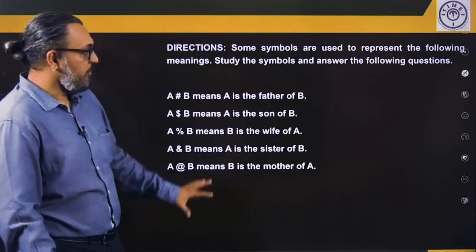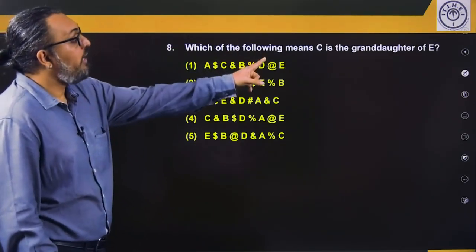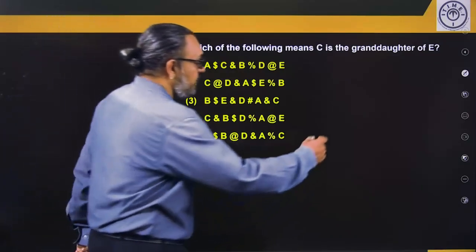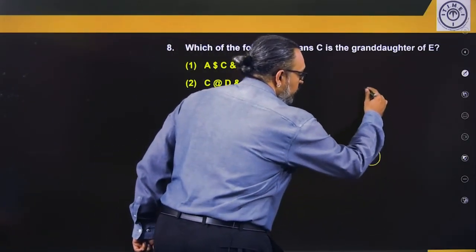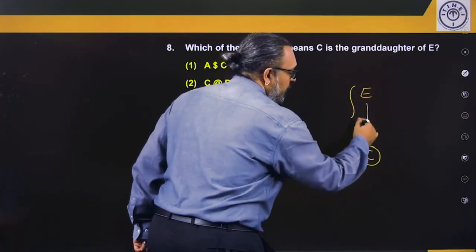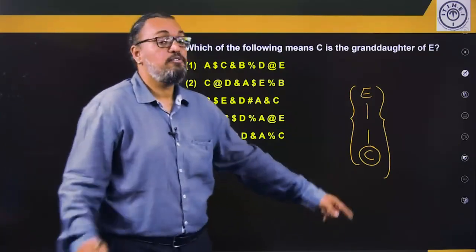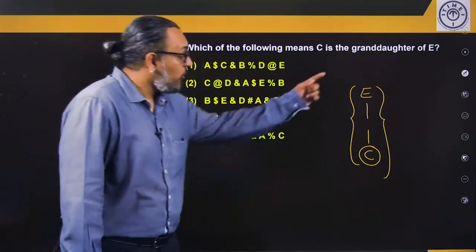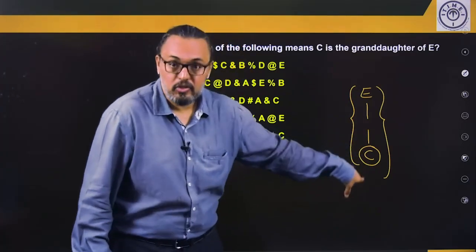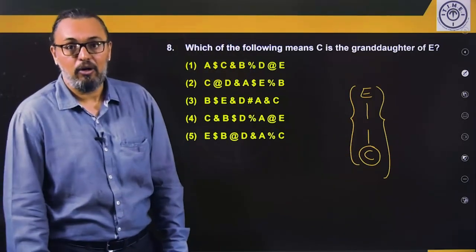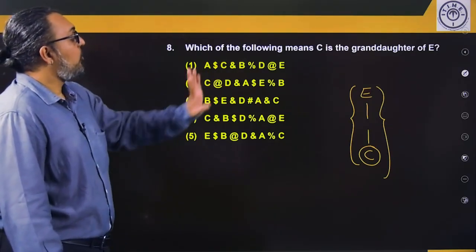Then again similar symbols. Which of the following means C is the granddaughter of E? So, I need C as a granddaughter to E. This is how the relation has to be identified. The gender of E is unknown, but the gender of C has to be female. So, granddaughter, it could be son's daughter or daughter's daughter. Both ways you will get granddaughter, correct? Yeah. So, let us check. So, C is a granddaughter to E.